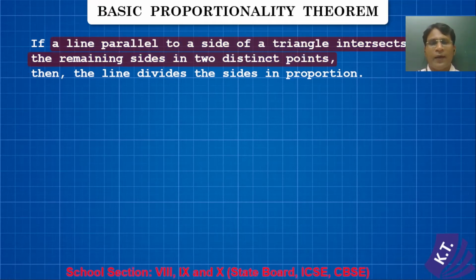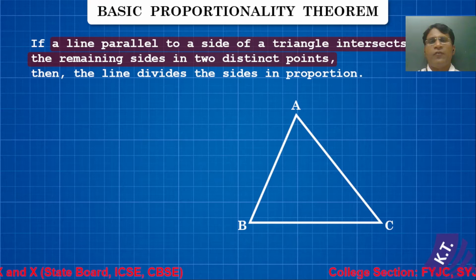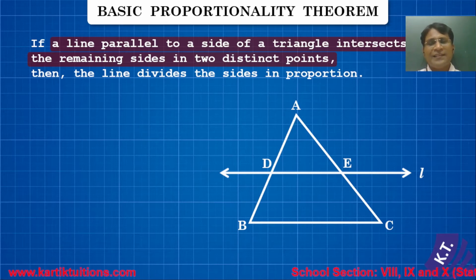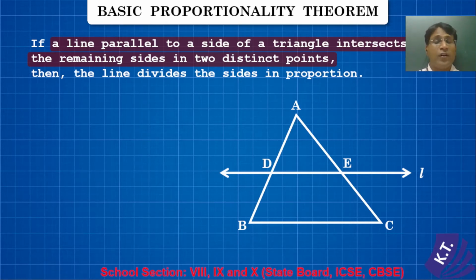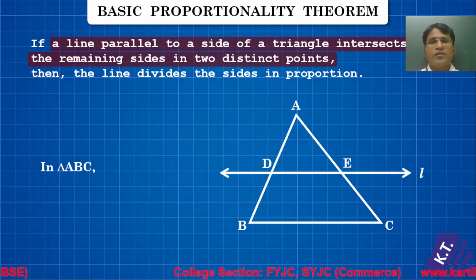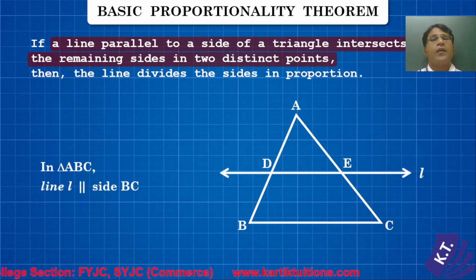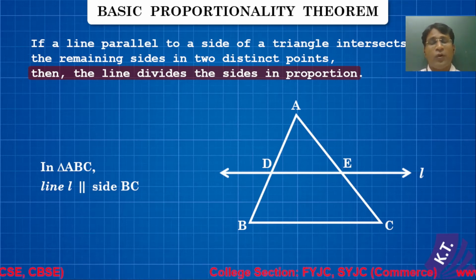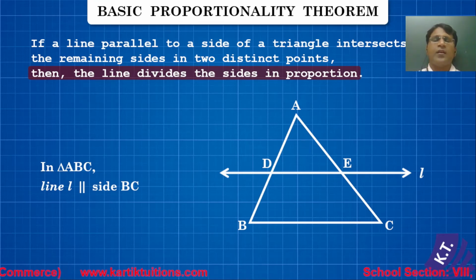Now I have a triangle ABC. I have a line L which is parallel to side BC. It is intersecting the remaining two sides. Now, which are the remaining two sides? AB and AC at two distinct points. Which two distinct points? D and E. Now, since they are intersecting at two distinct points, it divides the sides in proportion. Now, what do you mean by proportion? When two ratios are equal, we say they are in proportion.